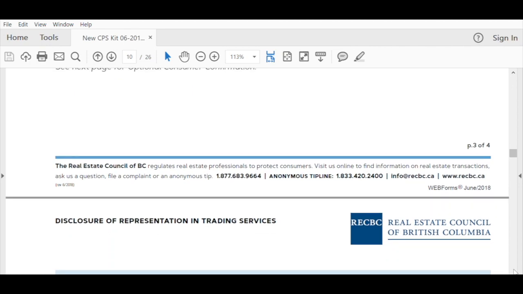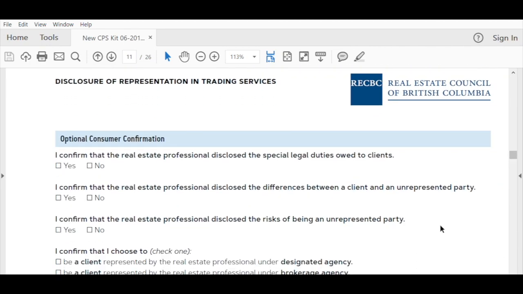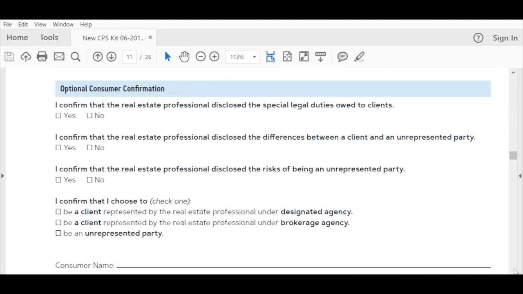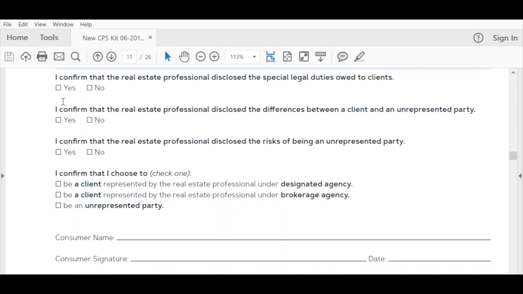with the contract. At the same time, you should have your consumer confirm that the real estate professional disclosed the specific legal duties owed to the client, yes or no. And you have to confirm the real estate professional disclosed the difference between the client and represented party, yes or no. And then you have them confirm the real estate professional disclosed the risk of being an unrepresented party, yes or no. If the consumer chooses not to confirm, this is the option.